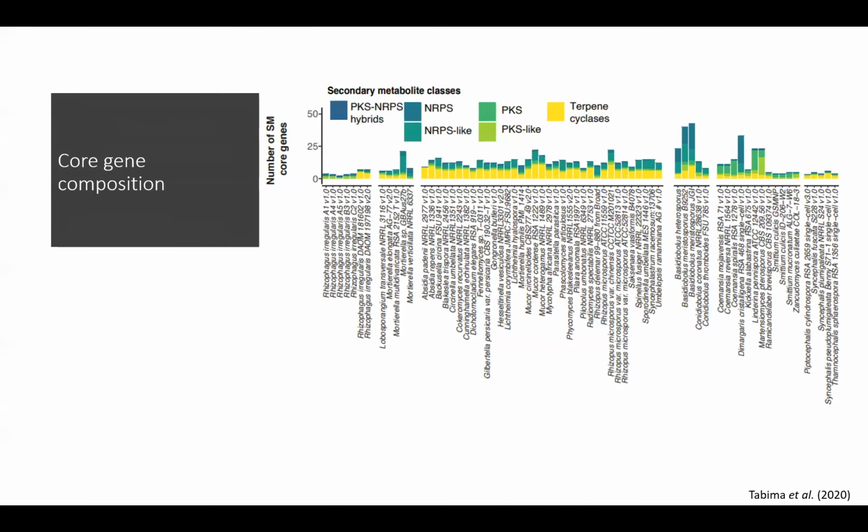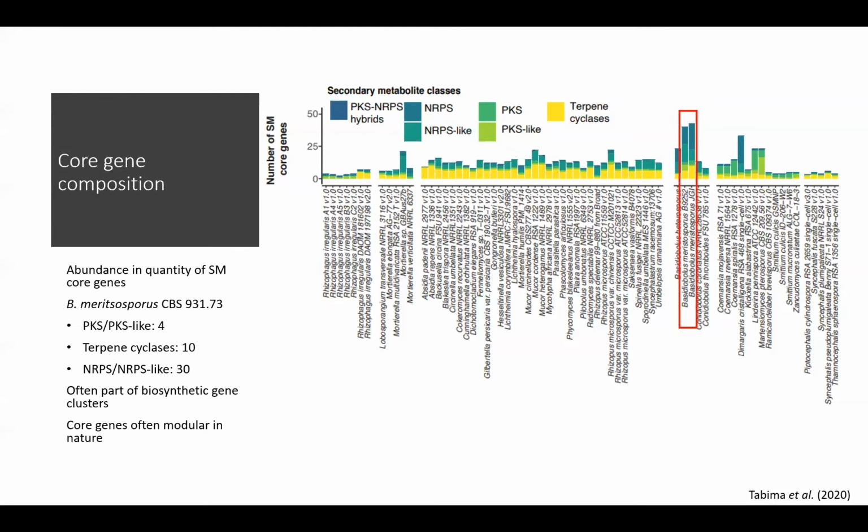Another route for using genomics to biologically inform this is to look at the core genes that are involved with SM production. So you can see here that Basidiobolus has a large abundance of these core genes involved in secondary metabolite production compared to its other zygomycete relatives. So of these core genes, there's these polyketide synthases, the PKS and PKS-like, of which 4 genes were predicted, 10 for those terpene cyclases, and then the overwhelming majority of them appear to be these NRPS, NRPS-like. So there's like 30 of those.